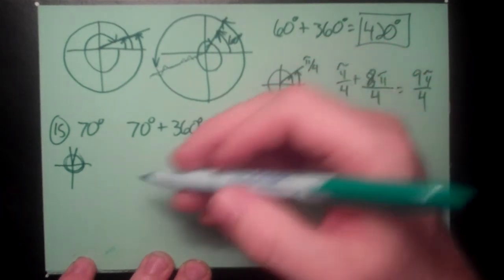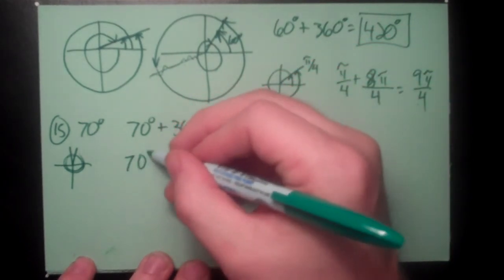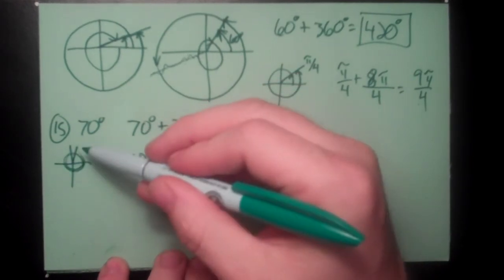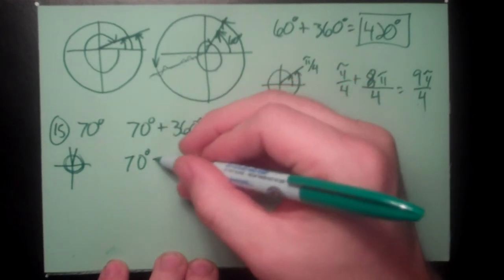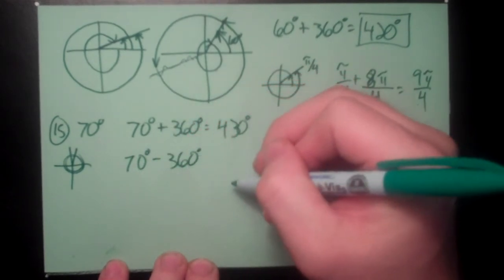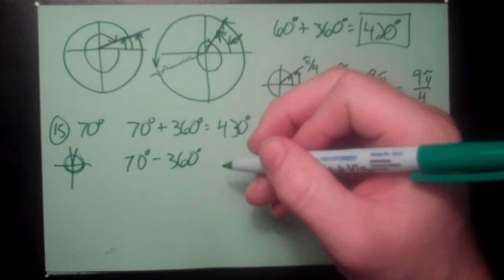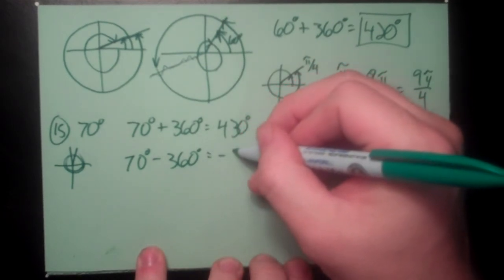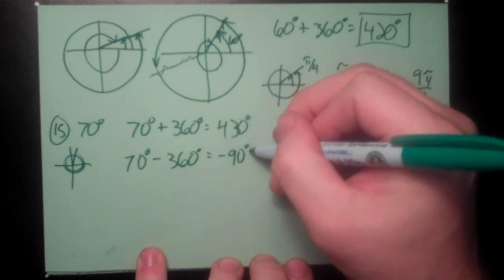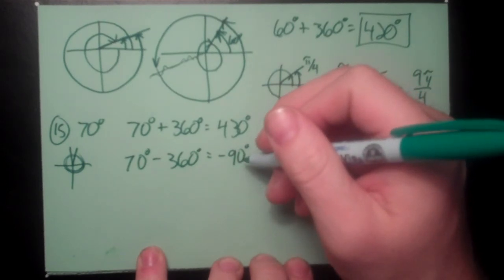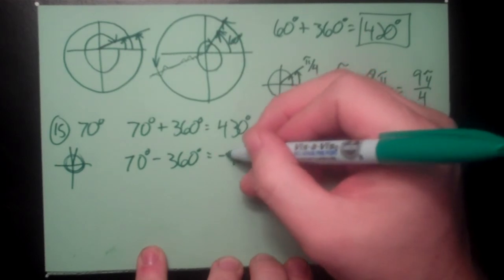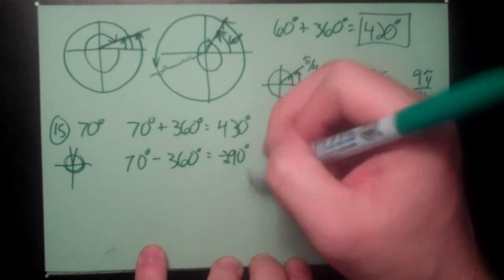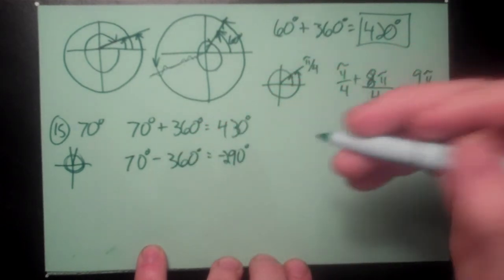Another part of this question is they want us to find a negative angle. So then I must not keep going positive, but come back negative, so that I'll have a negative angle. So subtract 360 from 70. And that's negative 90 degrees. No, that can't be right. Negative 290 degrees. So negative 290 is coterminal with positive 70 degrees.